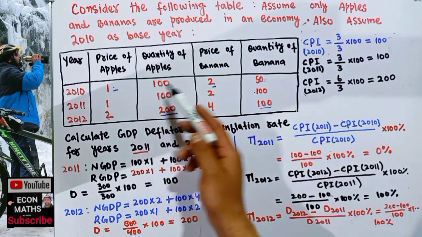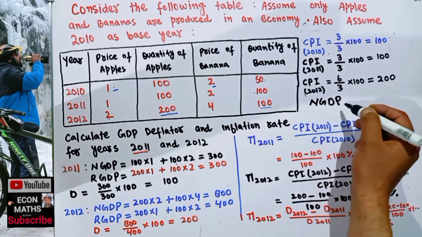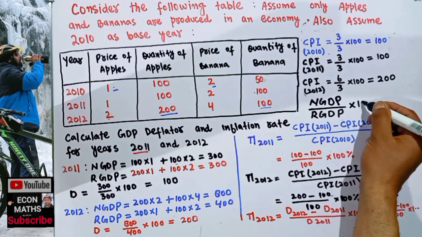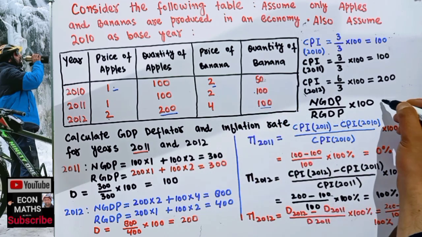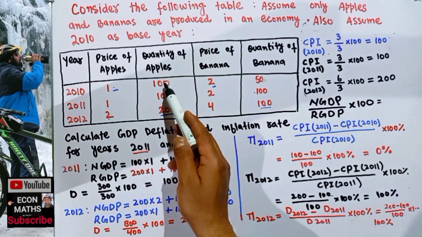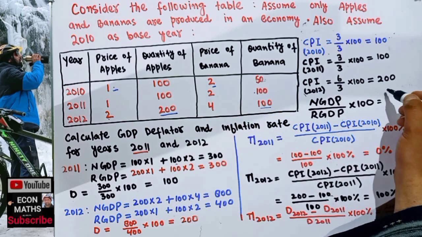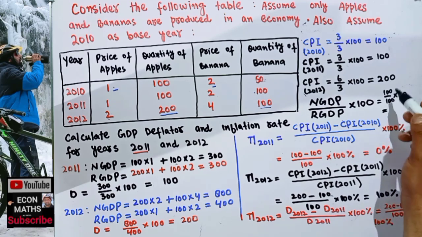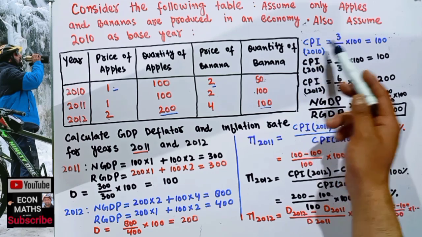The GDP deflator will be equal to the nominal GDP divided by the real GDP into 100. And in the base year, nominal GDP and real GDP are the same. So what is nominal GDP? 100 into 1 plus 50 into 2, so 100 plus 100. So that is 100 divided by 100 into 100. This will give us the GDP deflator for the base year 2010, which comes out to be 100, like we have the base year CPI index as 100.